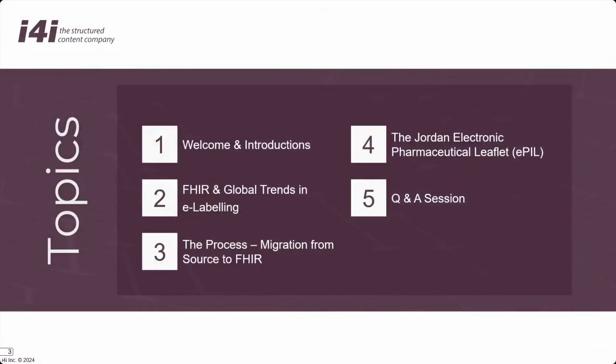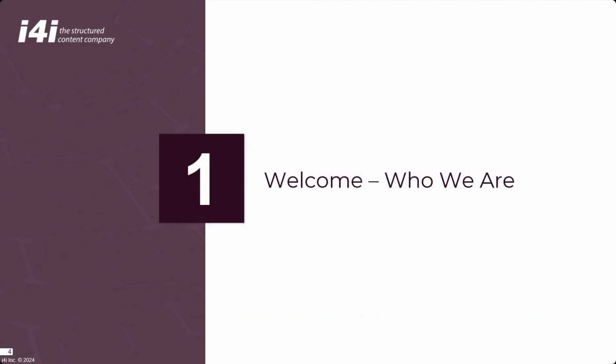Today we'll start with a basic e-labeling and FHIR introduction, then talk about the process we use when we migrate your current approved labels into the required electronic leaflet. We'll follow that with a live demonstration of what a FHIR e-label looks like, how it's published, how the Jordan FDA validation works, and we'll display an electronic leaflet in the JFDA style sheet. And finally, we'll move to the Q&A portion and answer any questions that you have. So let's get started.